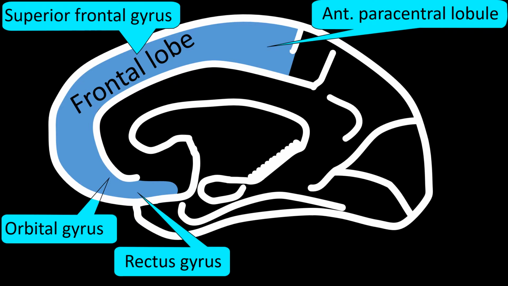The posterior part of the frontal lobe behind the superior gyrus is called the anterior region of the paracentral lobule. The anterior portion of the paracentral lobule and the superior frontal gyrus often melt into each other, and it is not possible to say when one starts and the other one ends.